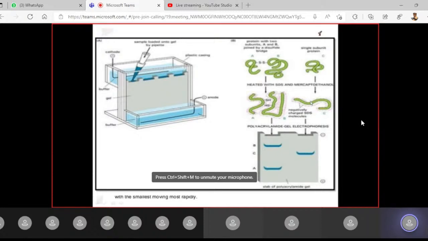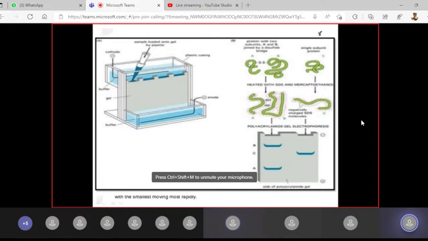Whereas what is happening here, in this protein you have just one polypeptide chain. So you don't have the subunits formed here, just one polypeptide chain. Your SDS will go and bind to it, make it negatively charged so that it will start running. So how many bands are you getting here? Only one band. If your protein has one subunit, you will get one band.